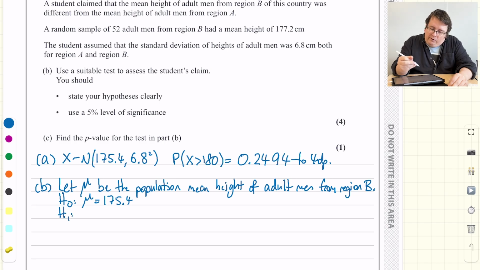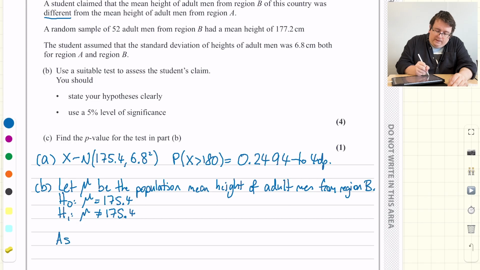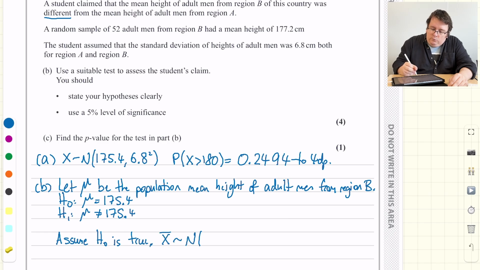The alternative, because we are looking at it being different, so the claim is that it's different, then mu is not equal to 175.4. So we're looking at a two-tailed test. So assume H0 is true, and we set up a normal distribution for the sample means, which has a mean of 175.4 and a variance of 6.8 squared divided by the sample size, which is 52.